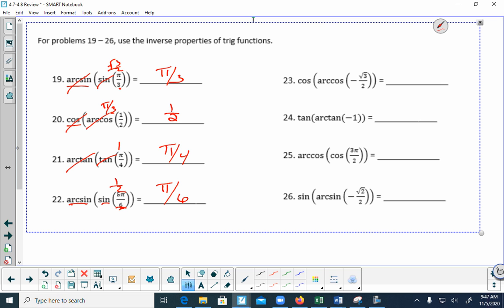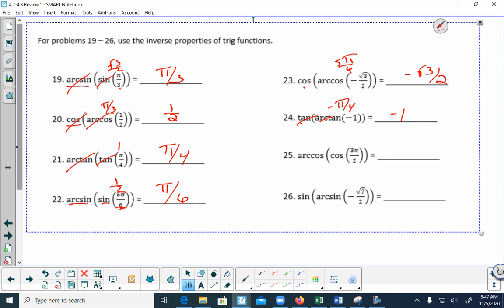The next one. When is the cosine equal to negative square root of 3 over 2? And that's going to be 5 pi over 6. And what is the cosine of 5 pi over 6? That's going to be negative square root of 3 over 2. When is the tangent equal to -1? Oh, yes, that's going to be negative pi over 4. And then the tangent of negative pi over 4 is going to be -1. Again, they're inverses, they cross each other out.